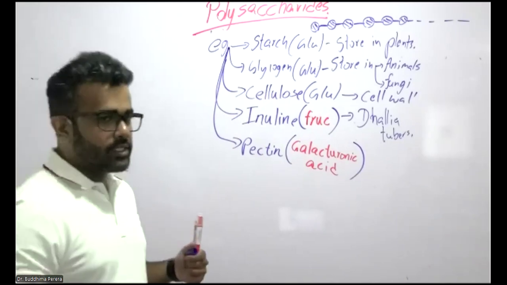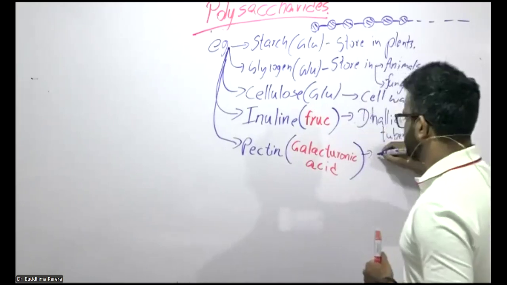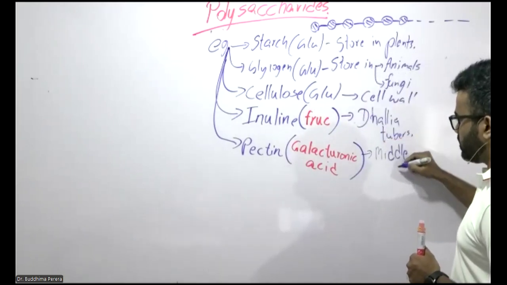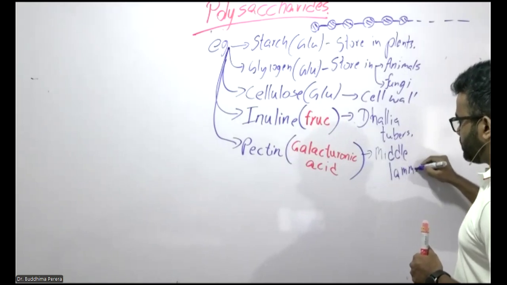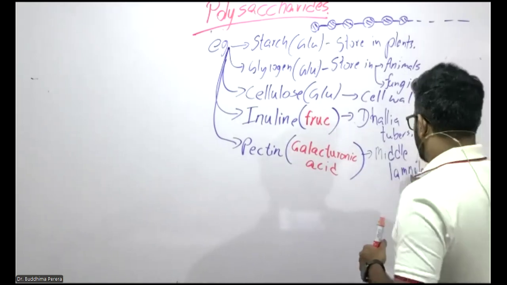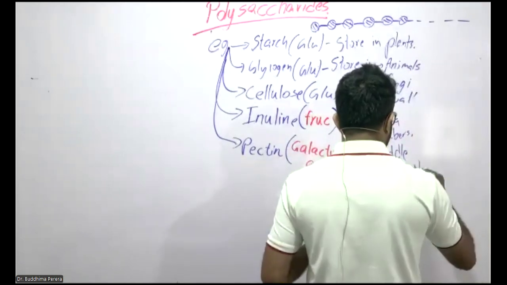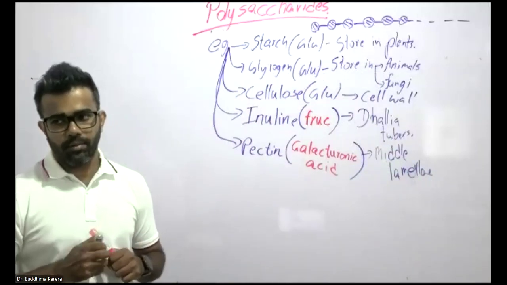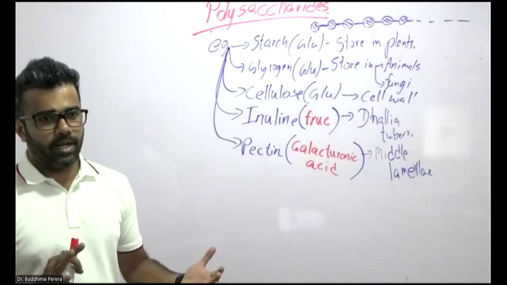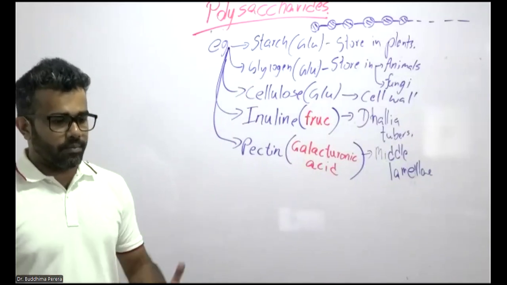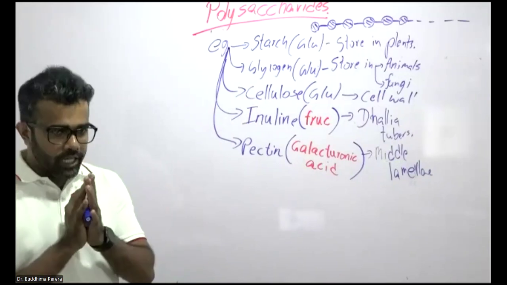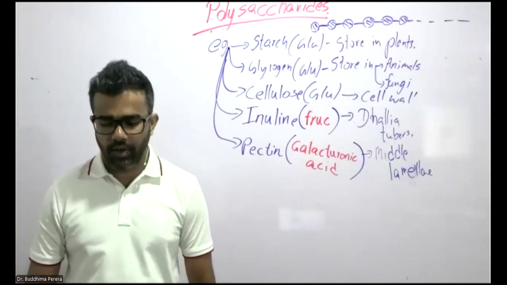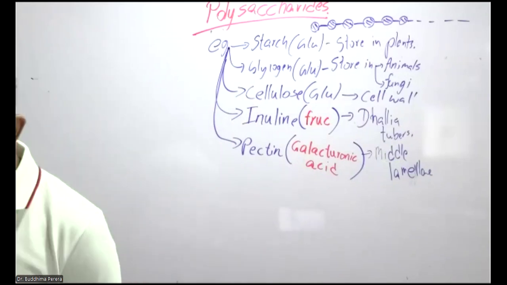Where is the pectin? In the middle lamella. You can remember the middle lamella. The middle lamella is the structure which sticks the adjacent cell walls of plant cells together.